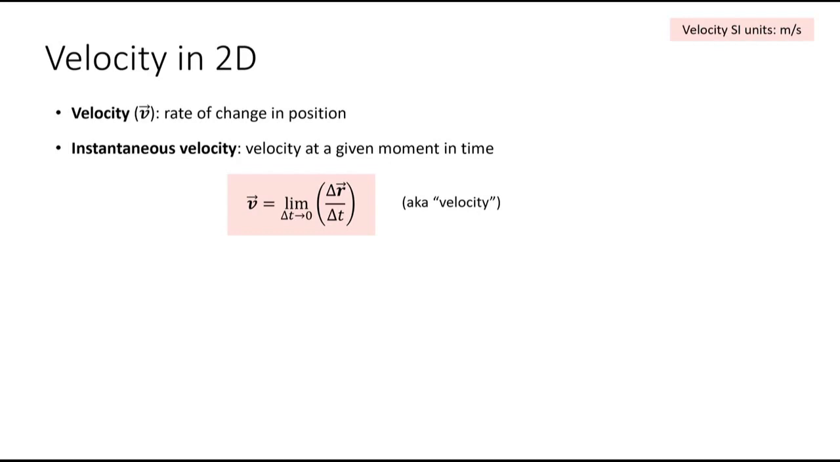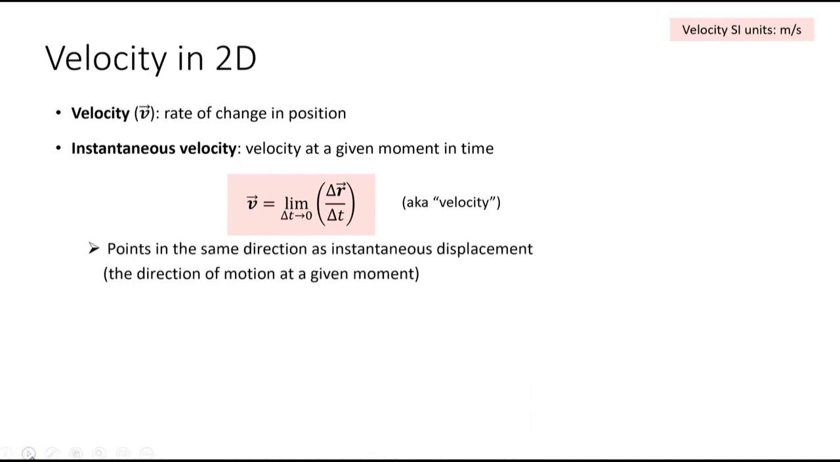All right, and then we'll often drop the "instantaneous" when we talk about instantaneous velocity, and we just call it velocity. So if ever you see velocity, that means instantaneous velocity. Okay, and so the instantaneous velocity is going to point in the same direction as the instantaneous displacement, or in other words, the direction of motion at a given moment in time, because again, we're just multiplying this vector by our scalar, 1 over delta t.